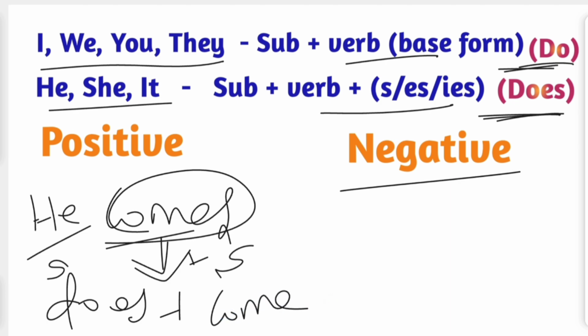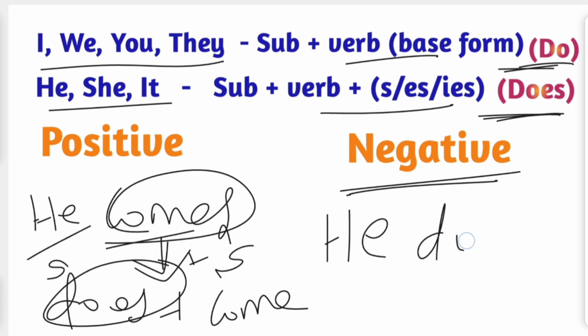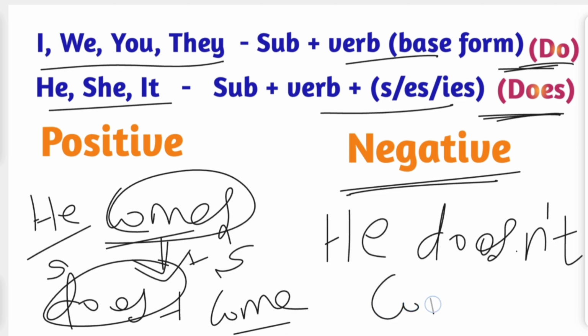Okay. Now for the negative sentence, for he we use does. Does in a negative sentence becomes doesn't, then come. Here the verb should not contain s because does already carries the s. So the negative sentence should come like this only: he doesn't come.